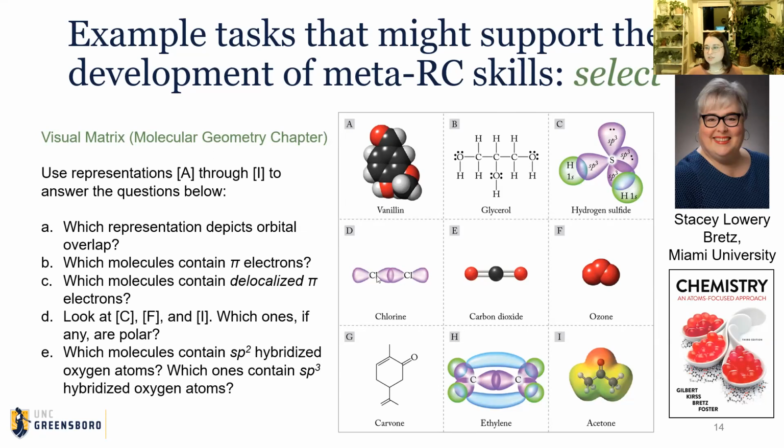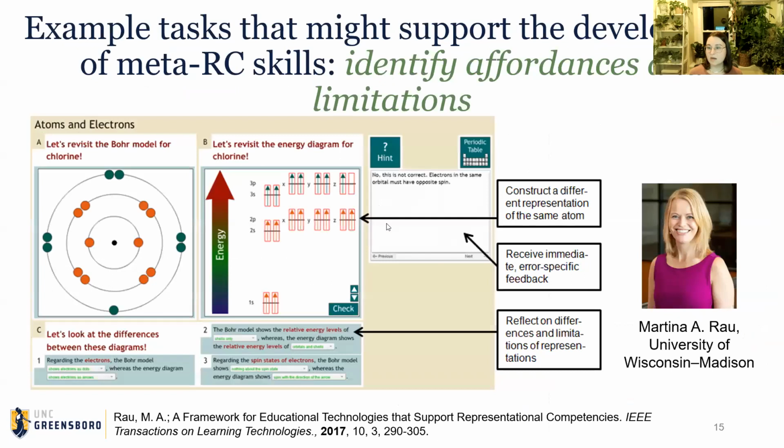This is not just supporting their ability to select representations, this is also supporting their ability to use representations to make inferences, but I'm putting emphasis on select since I'm trying to find some concrete examples for the meta-RC skills. Another example comes from the Tutor online tool developed by Martina Rao and her team.